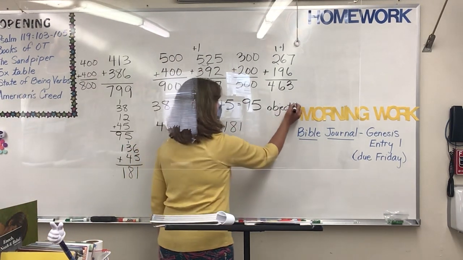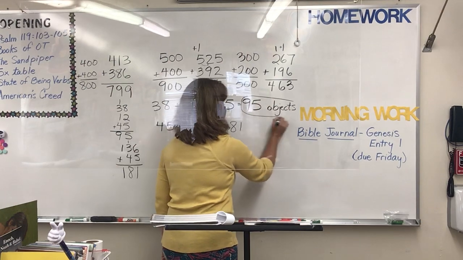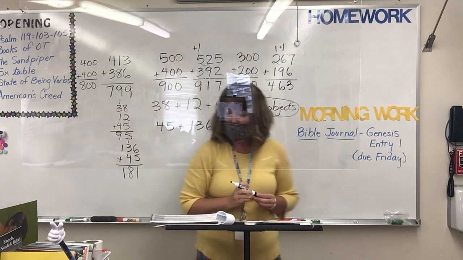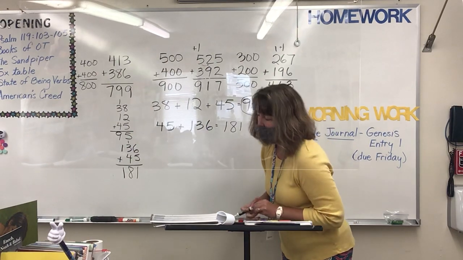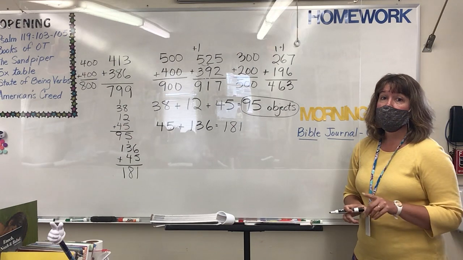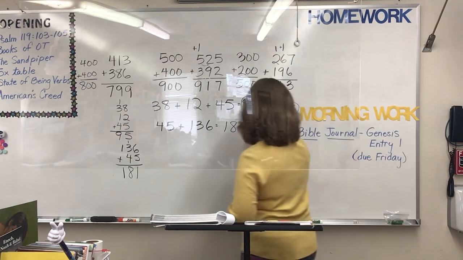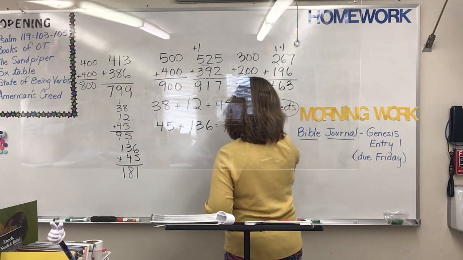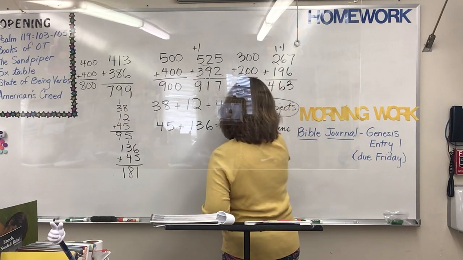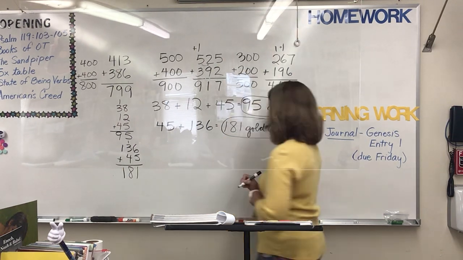And I didn't tell you up here, I like to circle my final answer. And then what would be my label? 181, what? Objects? Gold coins? Gold coins. Right. Very good.